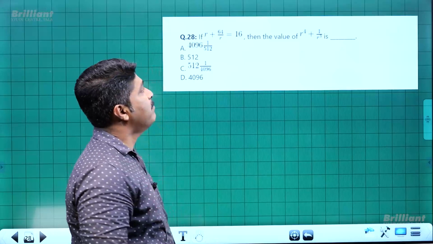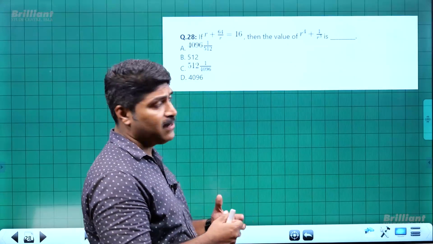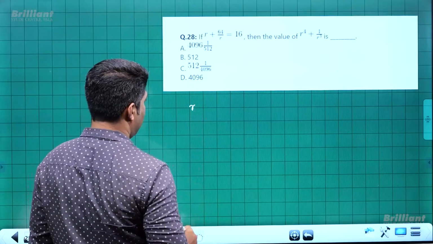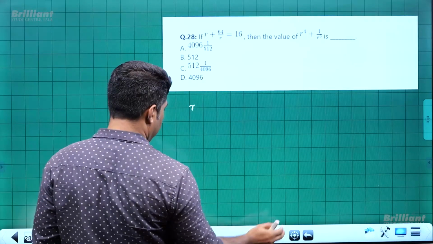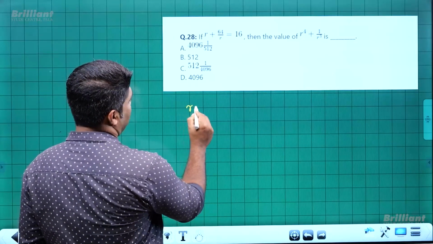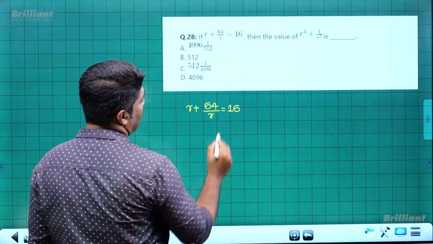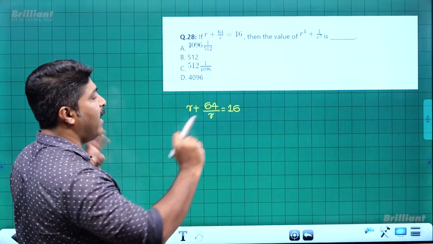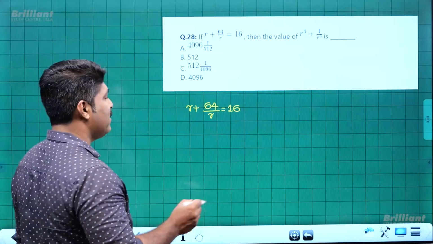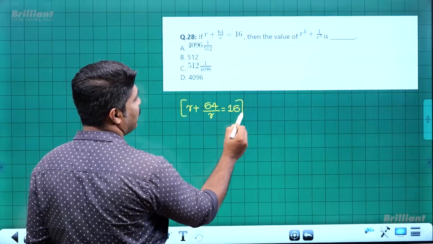And this is another question from the area of algebra or the application of indices, but not a complicated one. How to do it? Here, the first one, it is given that r plus 64 by r, so that is equal to 16. What we have to do, we just divide throughout by r. If we divide all these expressions by r, so not divide, multiply. Multiply all these expressions by r.